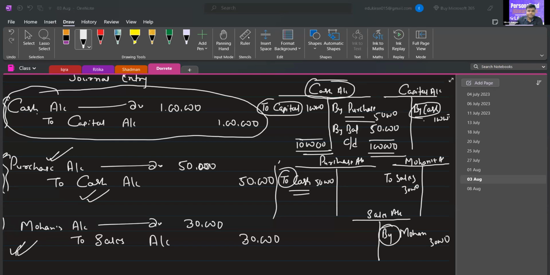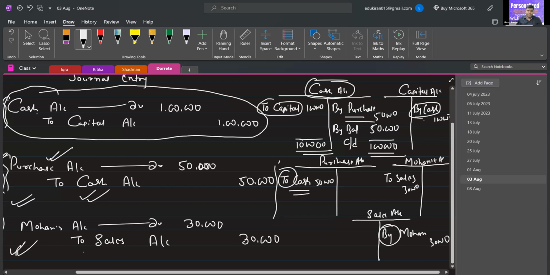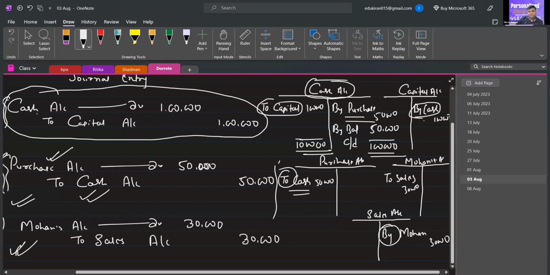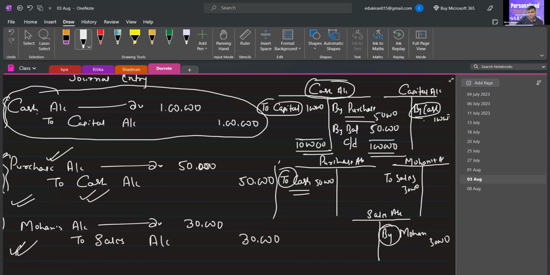Okay, so this is our second entry. In the third entry, we have done the same. Mohan to sales. So in Mohan account, it is written on the debit side to sales, and in sales account, it is written on the credit side by Mohan. Okay, so this is our posting. So we have done the posting concept.